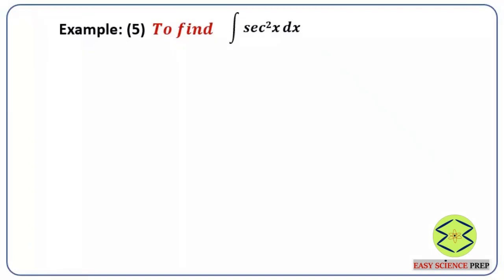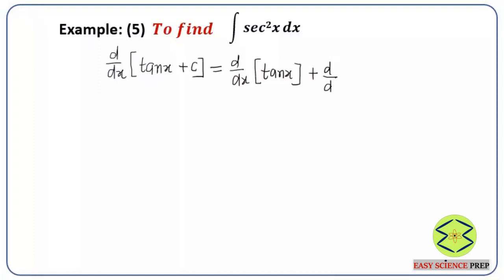So one more example, let's see. We have to find the integration of secant square x. So we know that the derivative of tan x is secant square x. So let's write down that. So we know the derivative of tan x. I can always add a constant here, because derivative is going to be 0. So derivative of tan x plus c is nothing but derivative of tan x plus derivative of constant c, and then derivative of constant is 0, and derivative of tan x is sec square x, so we can write down here.